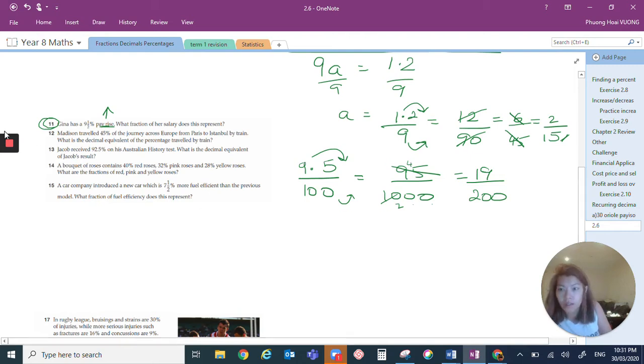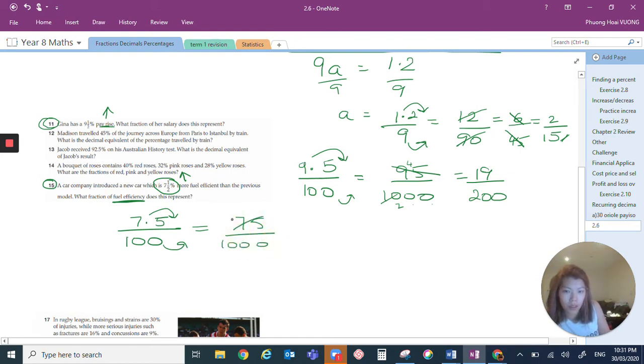What's the next question we will ask? Question 15. A car company introduced a new car which is a percentage more fuel efficient than the previous model. What fraction of fuel efficiency does this represent? So 7.5 over 100 is how much it's comparing, 7.5 over the total 100. So again, how do we do this? Move the decimal point once. Now we have 75 over 1,000. Again, dividing by 5. 5 into 7 goes once. 5 into 25 goes 5. 5 into 1,000 is 200. I cheated because it's over there.